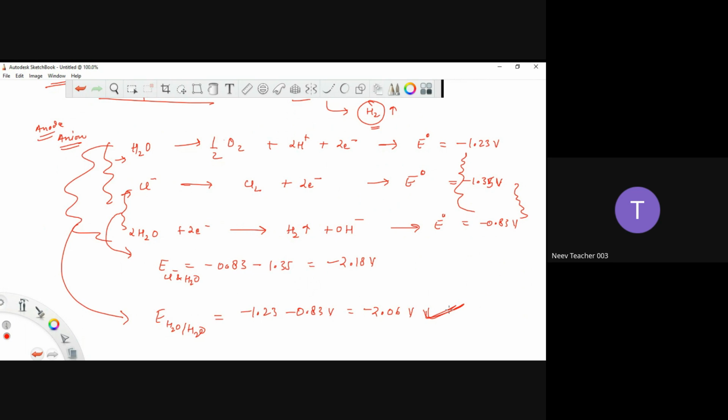But that will not happen. Why? You will see Cl2 is going to be produced more. When you do the electrolysis of brine, O2 should be obtained, but instead of O2, we get Cl2. And the reason is that kinetically Cl2 formation is more favorable. So the rate of oxidation of Cl minus is more compared to the rate of oxidation of water.